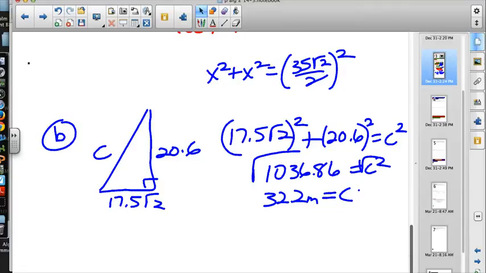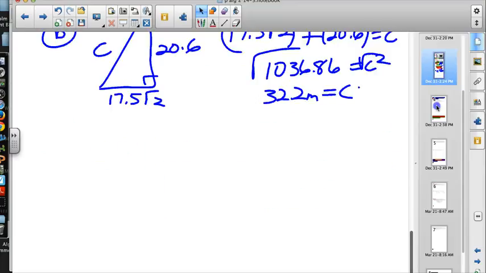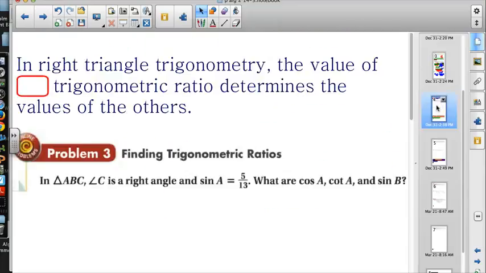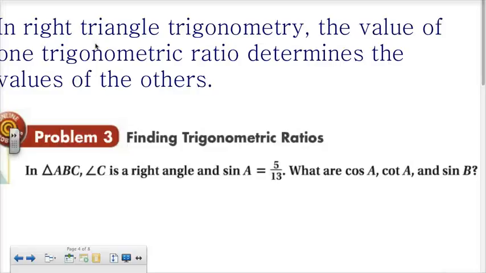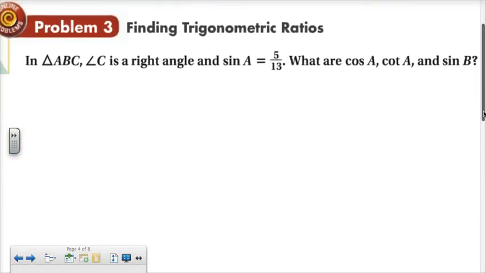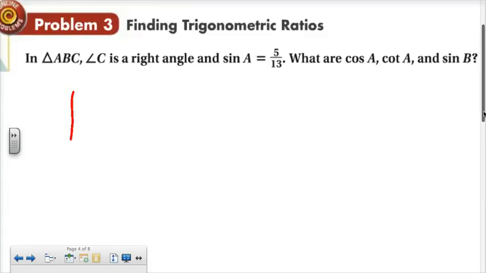Now, down at the bottom, actually it's on the next page on this one. We have that in right triangle trigonometry, the value of one trigonometric ratio determines the values of all of the others. So we can use the fact that we know one of the trig functions to determine what the other ones are. So let's take a peek. It says in triangle ABC, C is a right angle. All right, best in geometry to have a picture. And the sine of angle A, so we'll think of that as our theta, is 5 over 13.